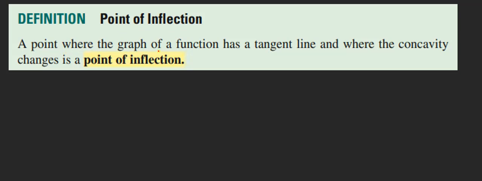A point where the graph of a function has a tangent line and where the concavity changes is a point of inflection. So in order to find a point of inflection, you first need to find when y double prime is 0 or when y double prime is undefined. Very similar to finding the critical points. But for critical points, we use y prime, not y double prime.